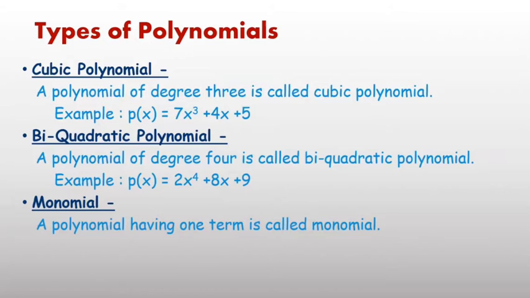If there is only one term, it is known as a monomial. For example, p(x) equals x square. Only one term is here, means monomial. And what is the degree of this polynomial? Degree 2. Means in combined form you can write it is a quadratic monomial or only monomial.